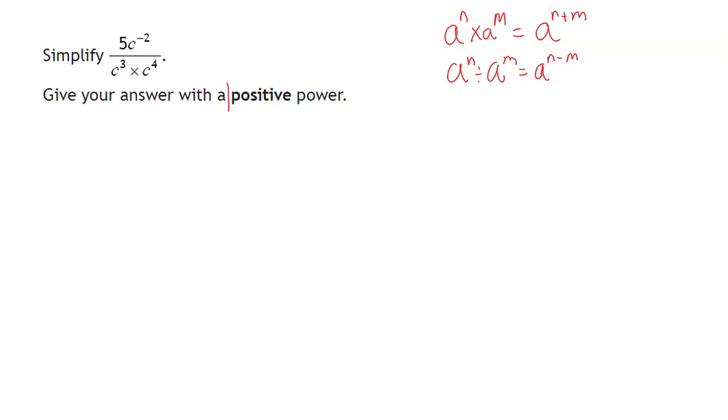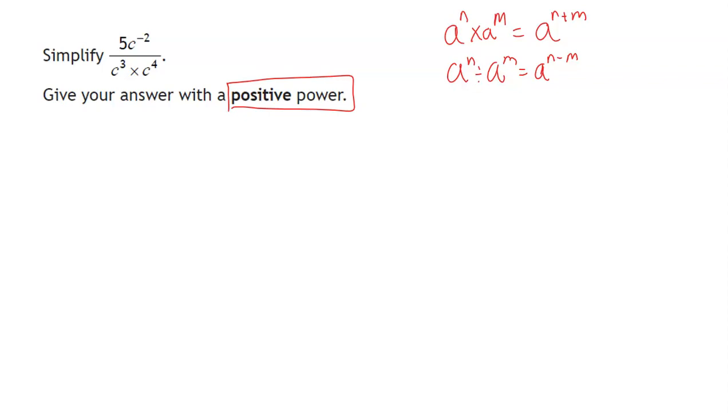So in this case, it says positive power. So we have to make sure the positive index that's left at the end is there. So if it starts with a negative, so say we ended up with 5c to a negative 2, that was my answer, I'd have to make sure I rewrote that as 5 over c squared to make sure I had a positive power. So let's start.